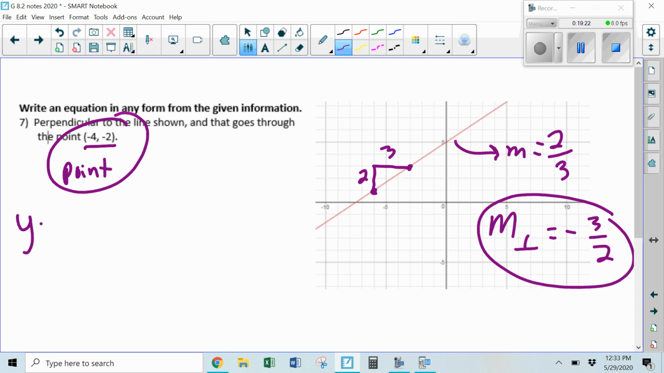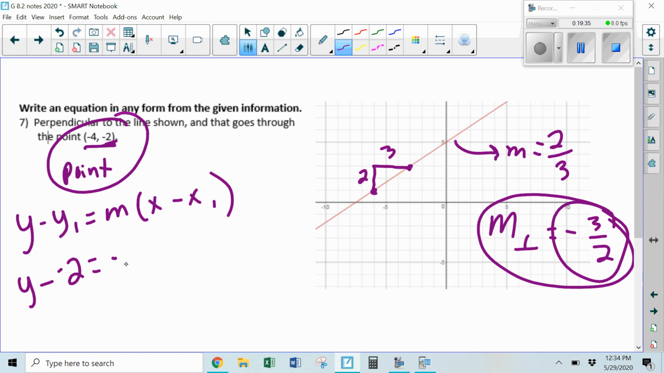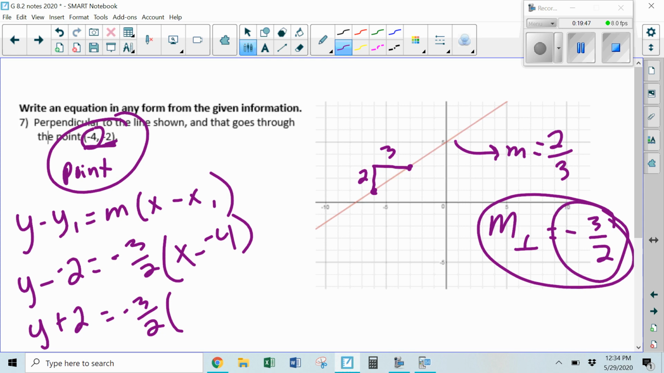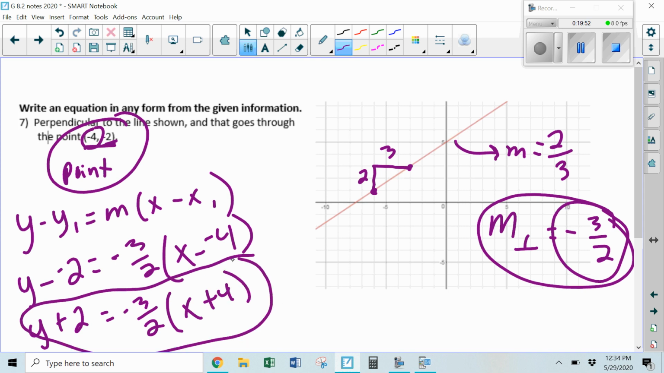This is point slope form. Y minus y1 equals m x minus x1. So let's fill that in. Y minus my y, -2, equals m, -3/2, x minus my x value. You do need to simplify this. If there's a minus negative, that turns into a plus. And there's my equation in any form, specifically point slope for this one.